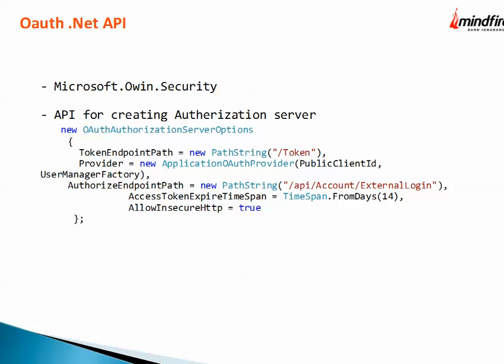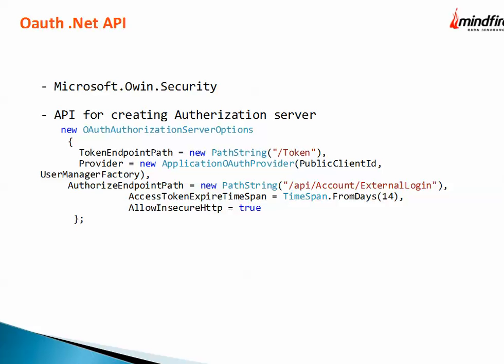Provider is the application of OAuth provider. It describes the life cycle of your authorization server: when the token is created, when the token is expired. Then the authorization endpoint is for external login. It means if you are not using your application authentication, and you are using Facebook or Google from the outside login, the user can access your application. They can use this external login to get the access token from your API server, your authorization server.